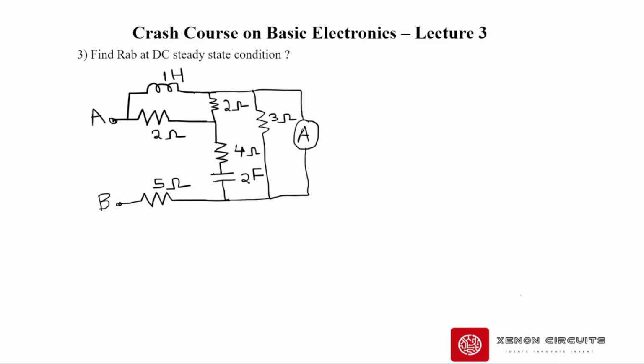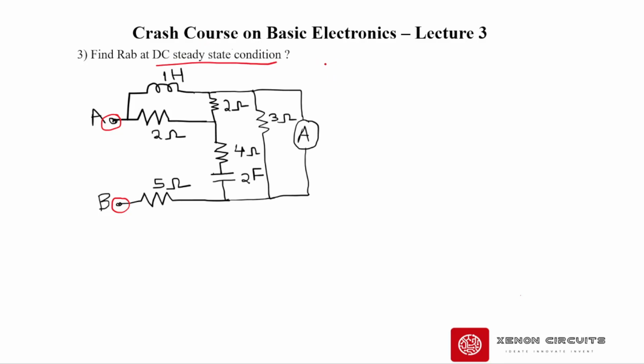This is a typical question asked in most of the core electronics-based companies in their campus placement drive. We will solve this problem in a step-by-step approach. First, we'll try to understand the question. The question is: find RAB at DC steady state condition. So we need to find the equivalent resistance across the nodes A and B at DC steady state condition.